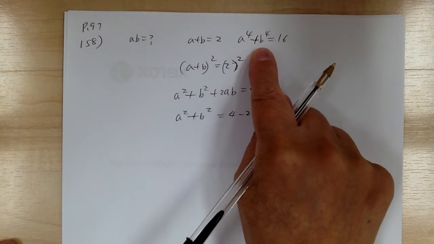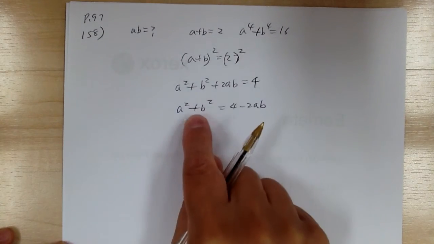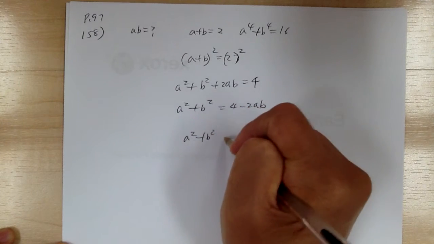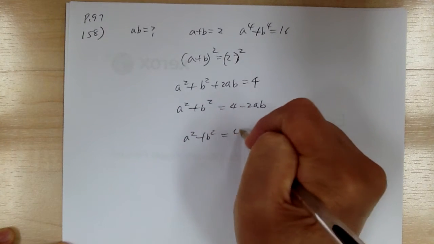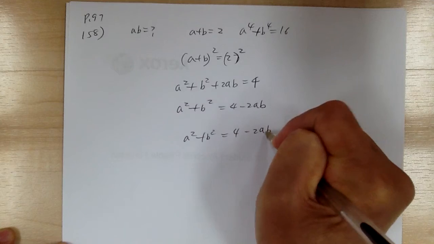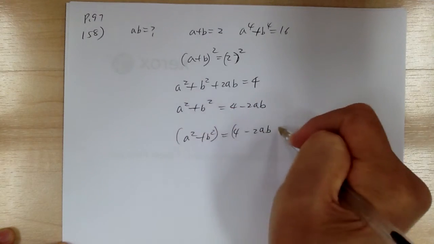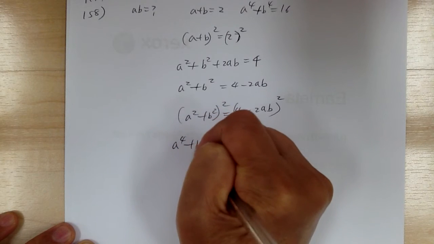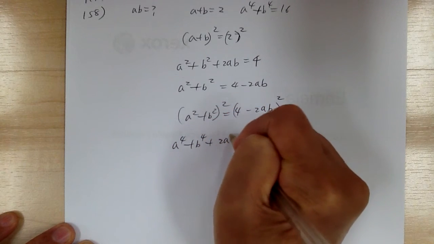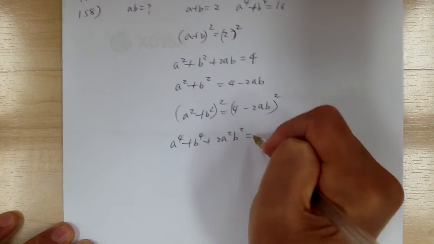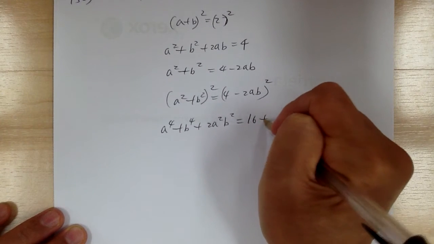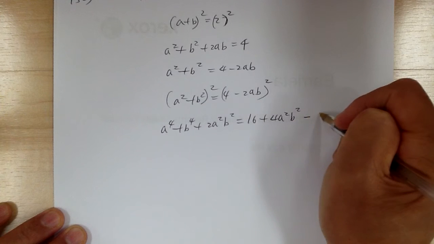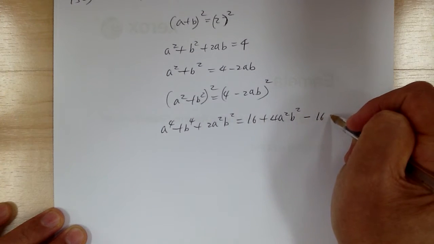But to evaluate, we need to get the fourth power. So let's go and square this again. So a squared plus b squared, again, write it one more time so you don't mess that up, so you can keep track of what you're doing. So go and square both sides. So you get a to the 4 plus b to the 4 plus 2a squared b squared is equal to 16 plus 4a squared b squared minus 16ab.